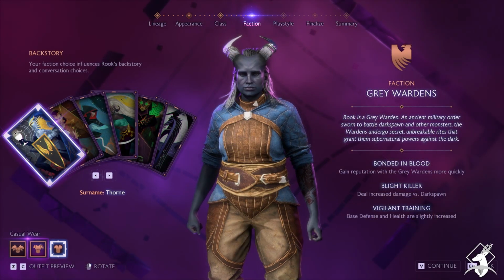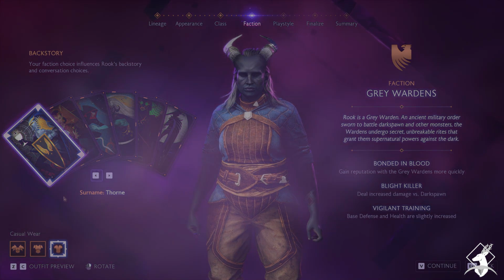In-game, choosing this faction allows you to gain reputation with the Wardens more quickly, deal increased damage against Darkspawn, and your base defense and health are increased.